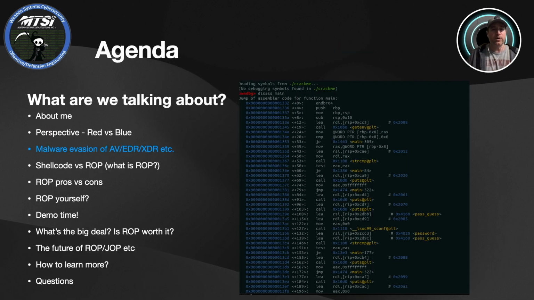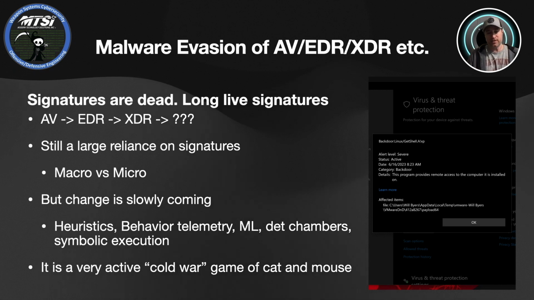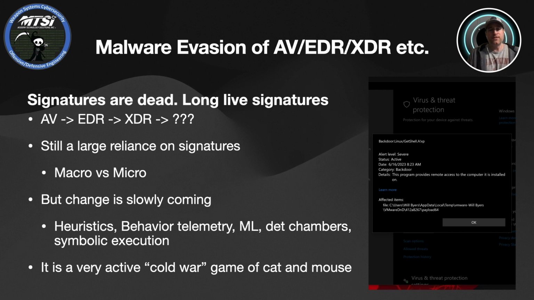Next, let's talk about malware evasion. Signatures are dead, long-lived signatures. The acronyms change over time. We can talk about antivirus, EDR, XDR, the next thing after that. They all promise bigger and better things and lots of fancy buzzwords and terms, but in my experience, they still have a large reliance on signatures. What do I mean by signatures? I mean, the simplest way to think about that would be hashes. You take a hash of a binary or a file and you get a unique fingerprint, but you took it of the entire file. That would be called a macro signature.